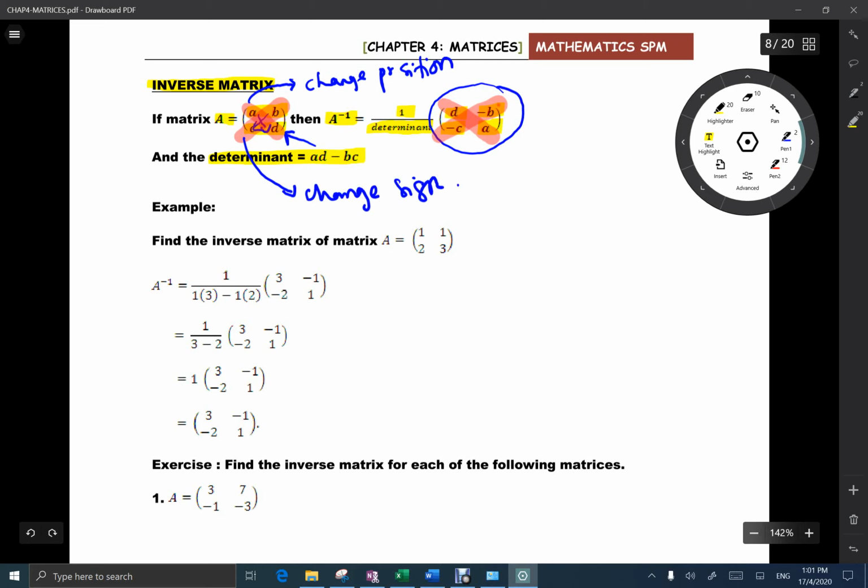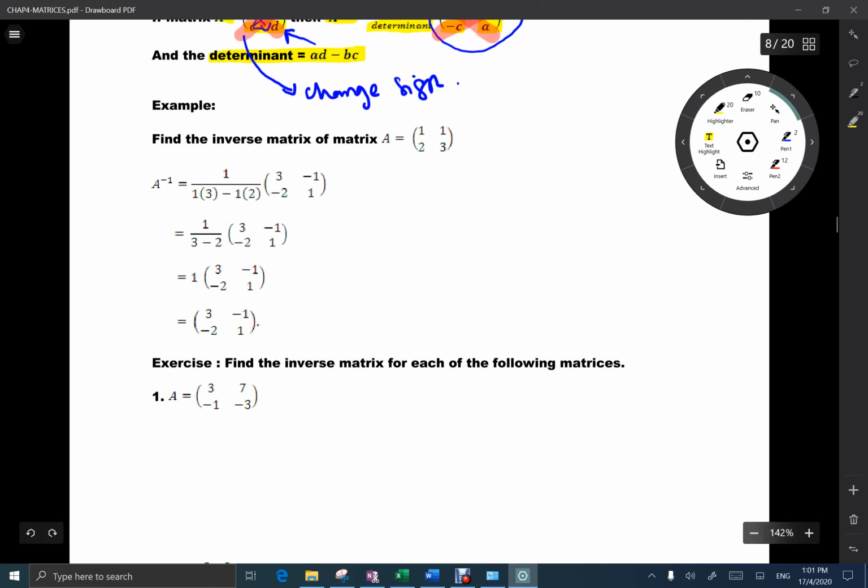Okay, I know you cannot blur. Kita akan buat example. Okay, kita akan try example. So, nanti awak akan dapat tengok lebih jelas. Okay, now look at the example. Find the inverse matrix of A, 1, 1, 2, 3. So, they ask us to find the inverse of matrix A, 1, 1, 2, 3.